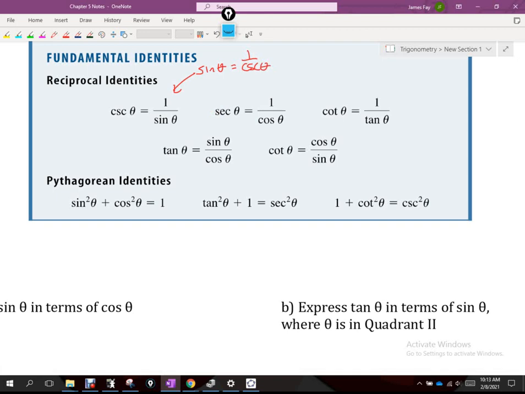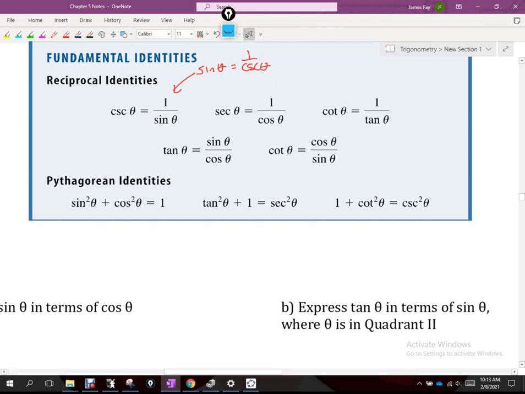And I can generate that red one by taking the black one and multiplying both sides by sine, right? So I multiply both sides by sine, I get sine theta cosecant theta equals 1. And then solve for sine by dividing by cosecant. But those are reciprocal identities.